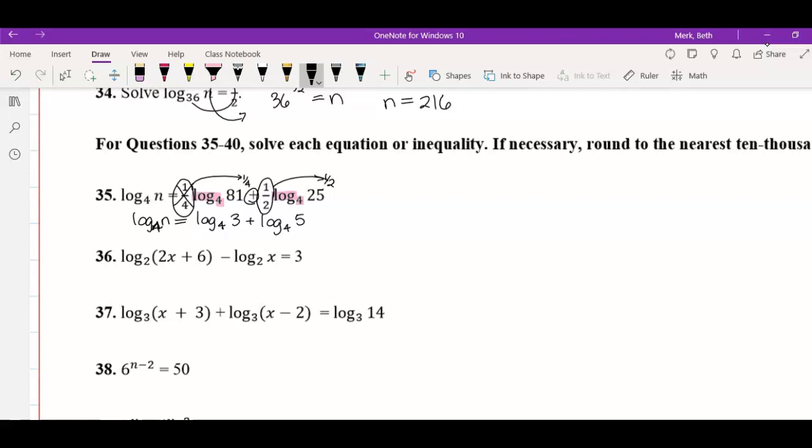So now I want to multiply the 5 and the 3 so that I have just one log on the right. Log base 4 of 3 times 5 is 15. And over here, I have the log base 4 of n. Once these values right here are the same, we can just ignore them, and we get n equals 15 for our final answer.